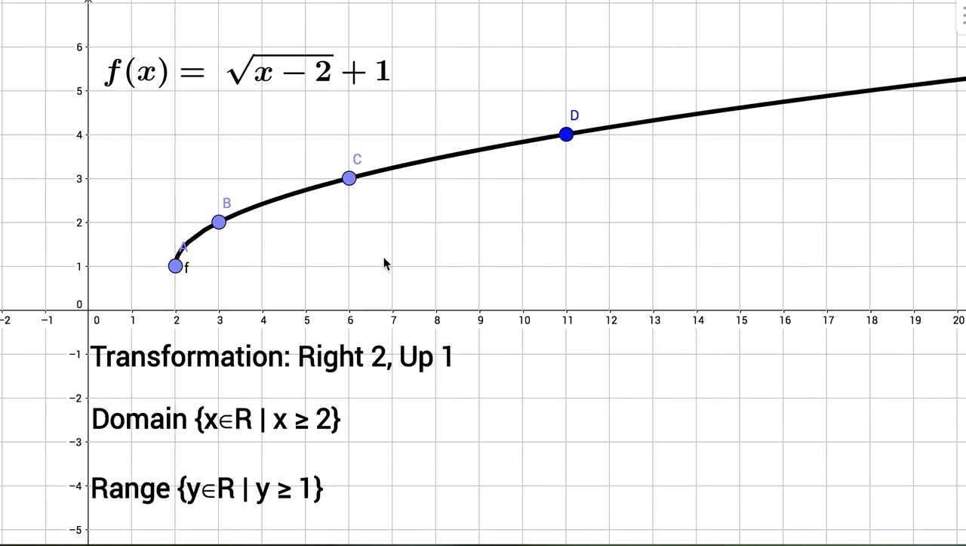What kind of transformation do you see? As I mentioned before, it's right 2 because of this minus 2, a positive number. Up 1, so this number is like a standalone number. It's not inside the radical expression.